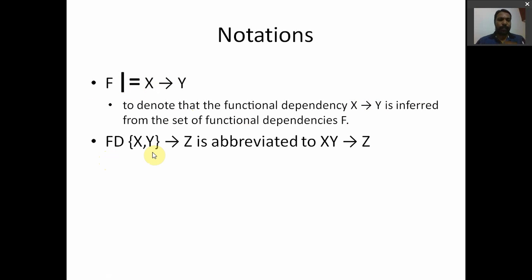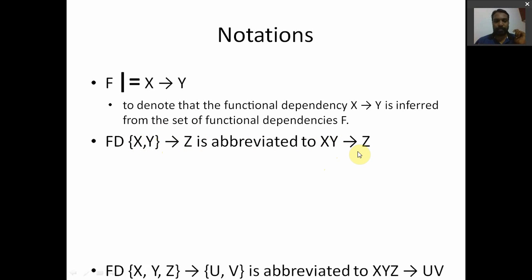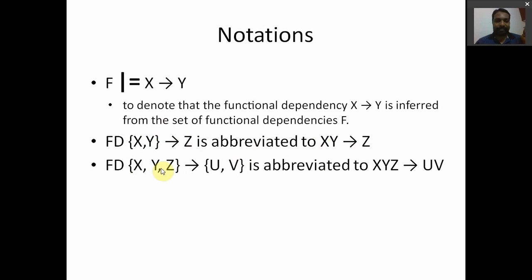Another notation we use for convenience is if we have a functional dependency X comma Y to Z, this can be abbreviated like this, XY to Z. X is a set of attributes, Y is another set of attributes, and Z is functionally dependent on both. Or if we have a functional dependency like X, Y, Z to U, V, it can be abbreviated to XYZ to UV. X is a set of attributes, Y is another set, Z is a set, U is another set, V is another set. These are some of the notations that we use.